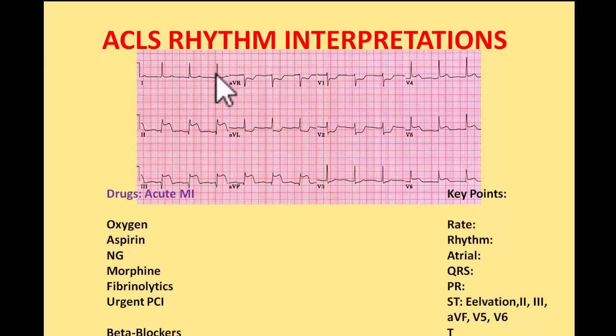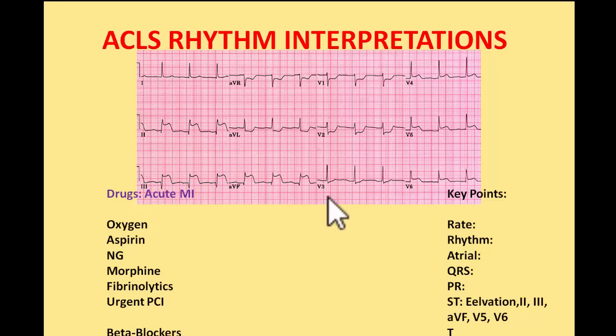Here we have a regular sinus rhythm, narrow QRS complexes, but we have significant ST elevation. This is the ST elevation in II, III, aVF, V5 and V6. So this is representing the infralateral region. So this is an example of an acute myocardial infarction. And of course, this is an emergency.